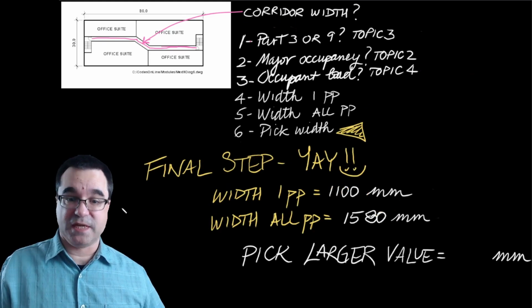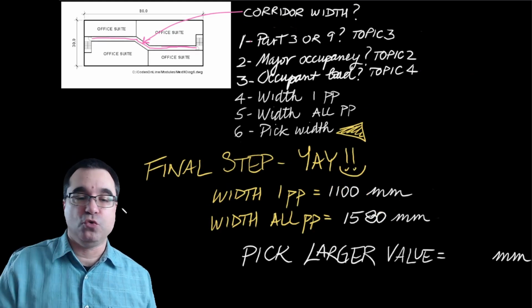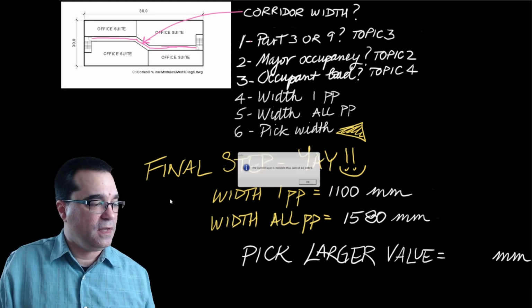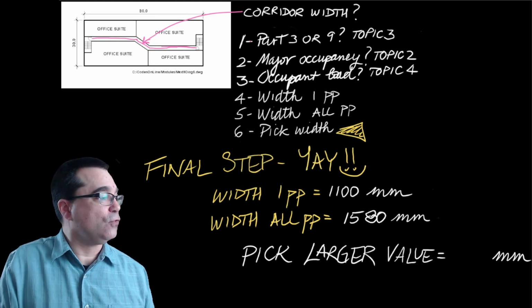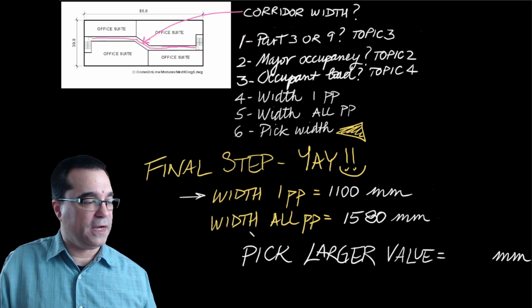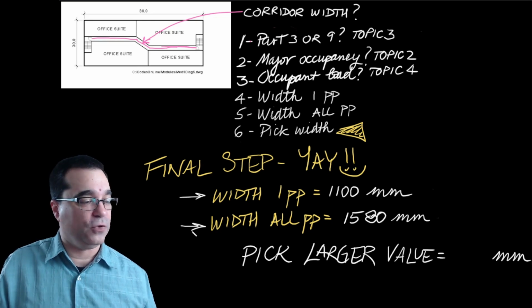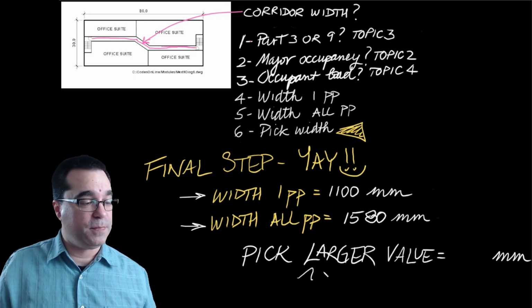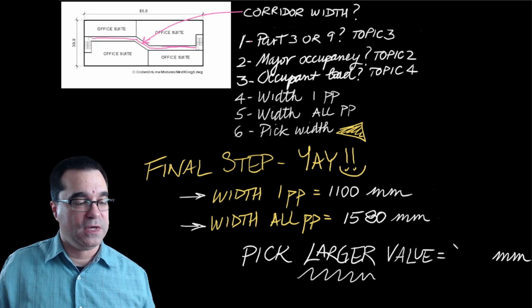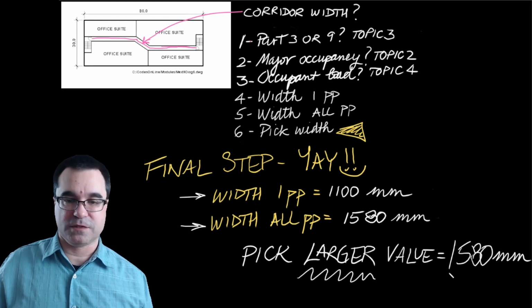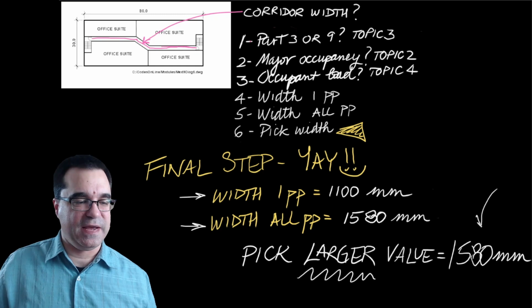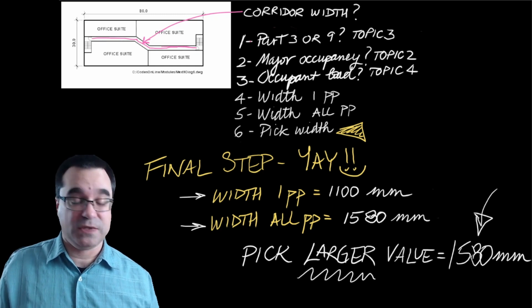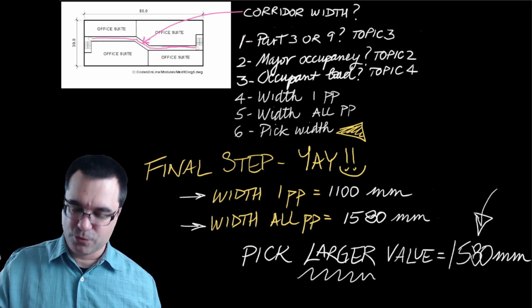For step number 6, we have to pick between the two widths we calculated. The width for one person to get through is 1,100 millimeters. The width for all people to get through is 1,580 millimeters. We always pick the larger one of the two. So in our case, it's going to be 1,580 millimeters. You know what that is? It's our answer. So that's what we actually use as our final answer. And we're good to go.